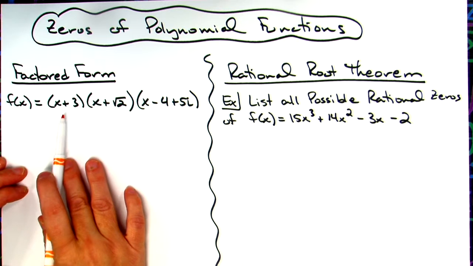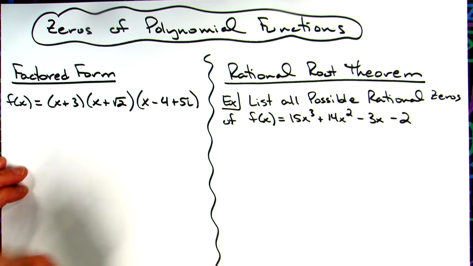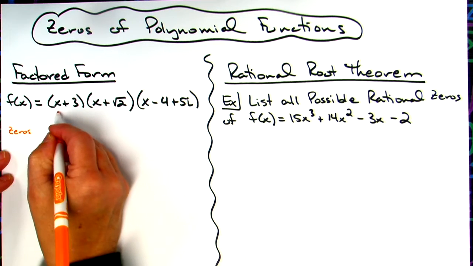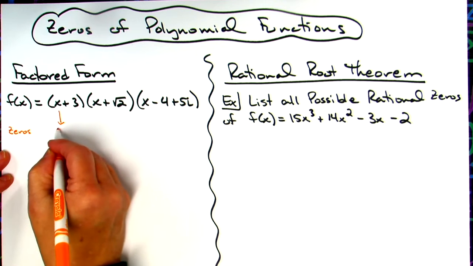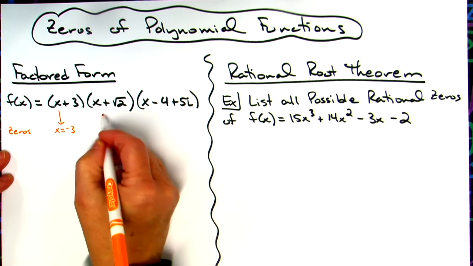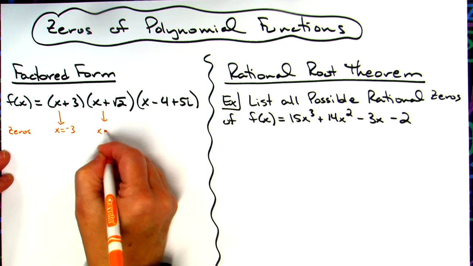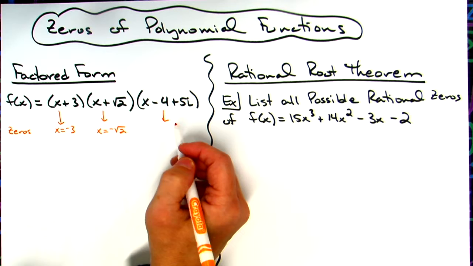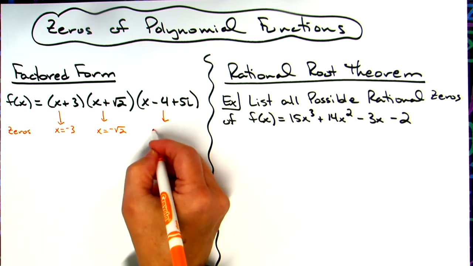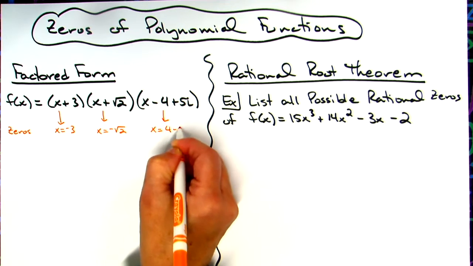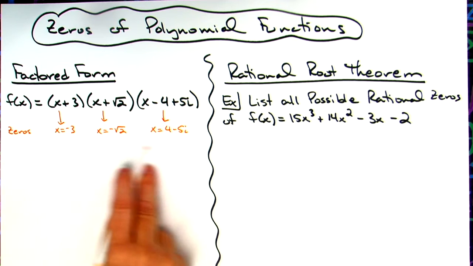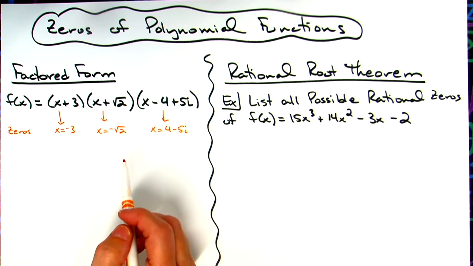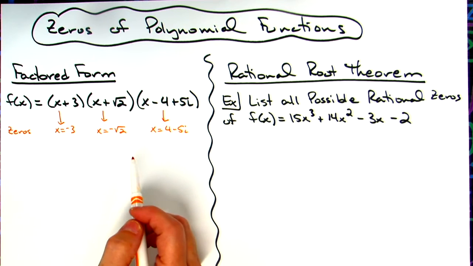Just looking at these three different types of factors, we see that we have zeros coming from this term: x equals negative 3. From this term right here, we have x equals negative square root of 2. And from this one, making sure that we take the opposite of both of those, we have x equals 4 minus 5i. That should be review from your Algebra 2 class, where you set each one of those equal to 0 and then solve to get those zeros.